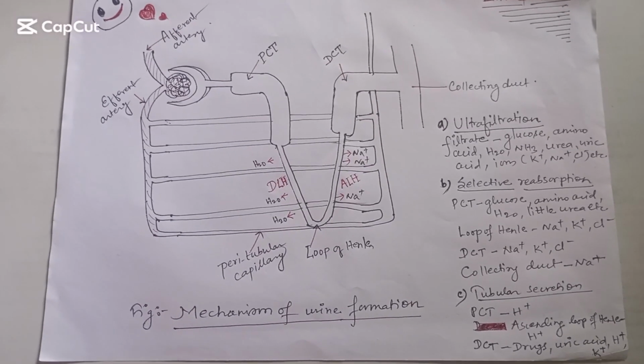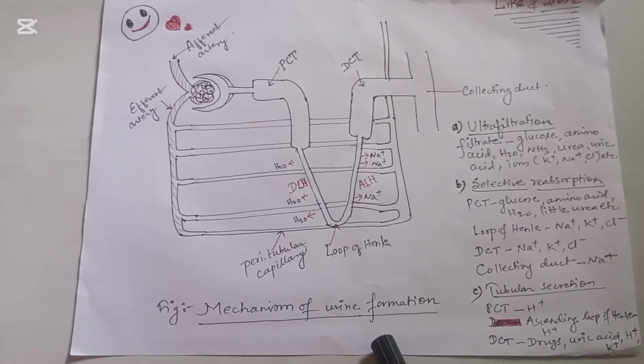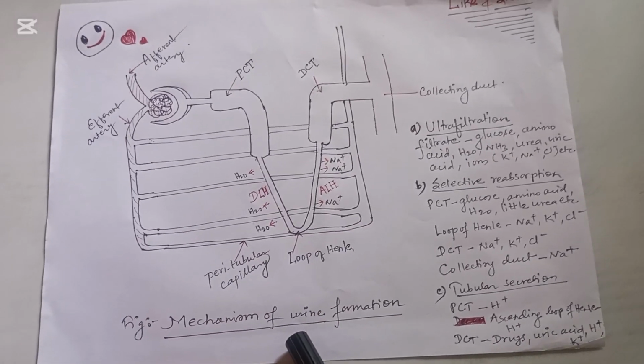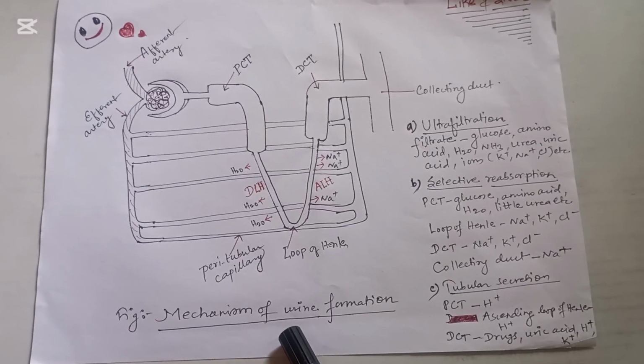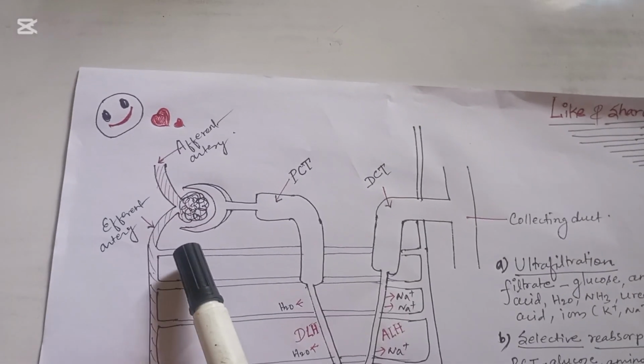Hello guys, today we are here to discuss the mechanism of urine formation in human beings. But before discussing the mechanism, let's know a slight basic structure of the nephron. So the nephron has three major parts.